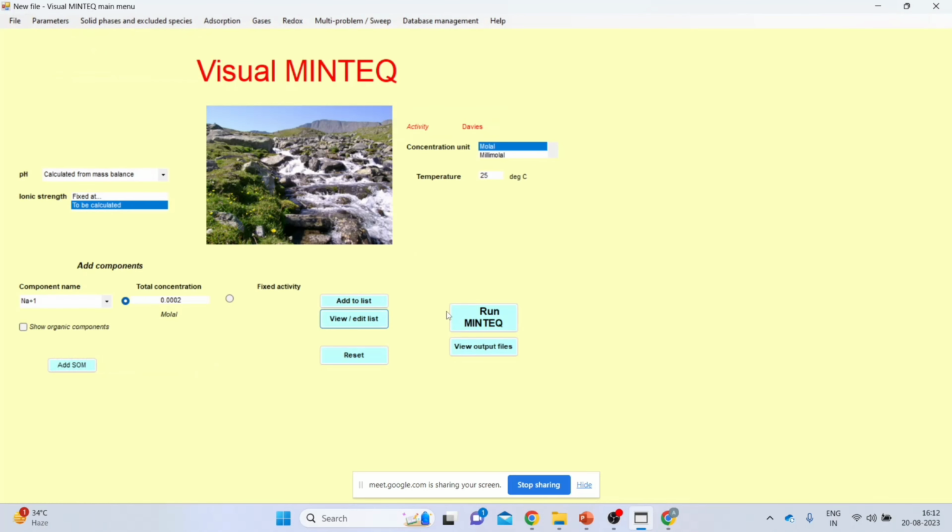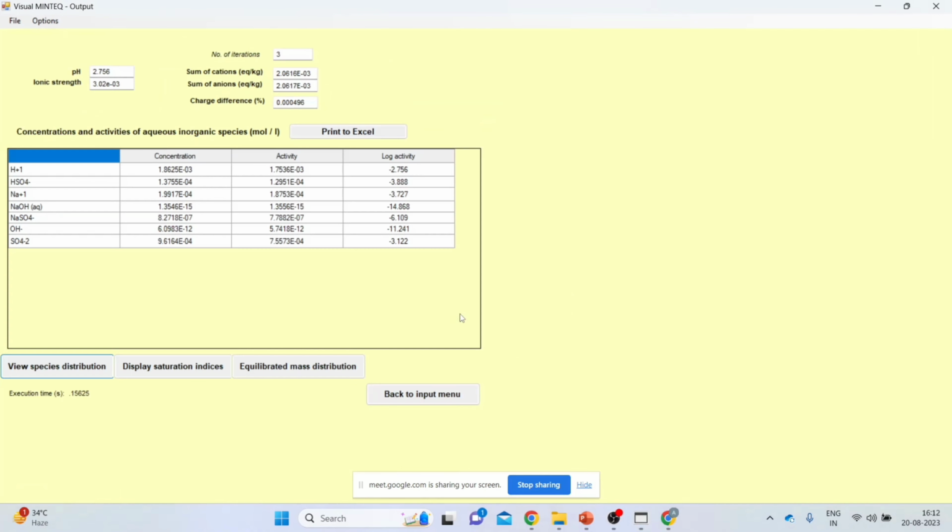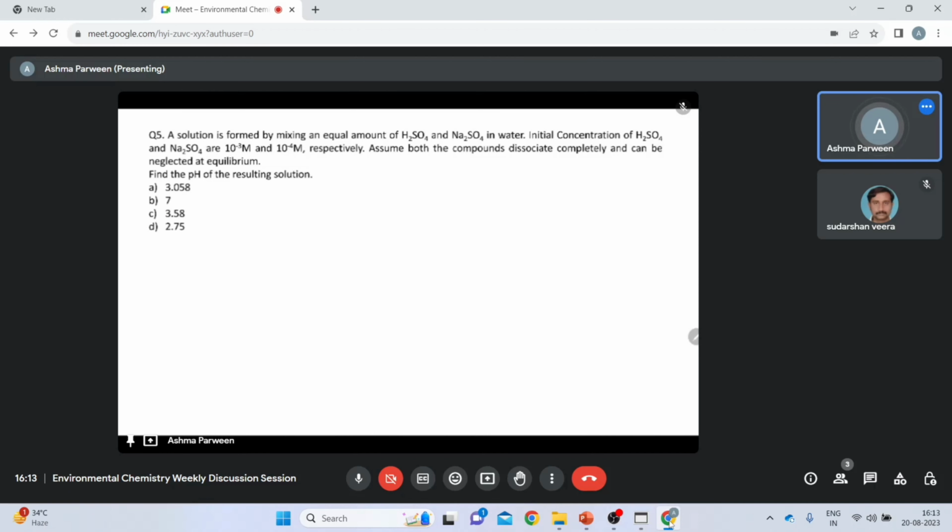So I'll go back to menu and we will run Mintec. And we are getting the pH equals to 2.756. So let's go back to the slides. 2.756. So option D is the correct answer, that pH will be 2.75. Let's move to the next question.